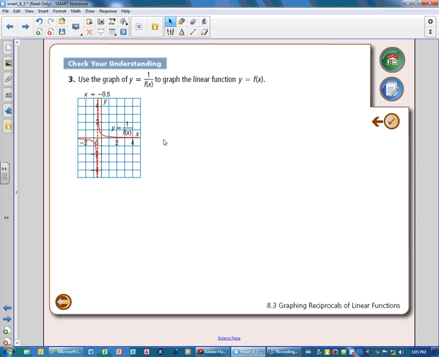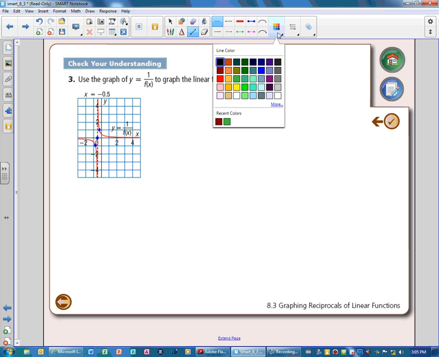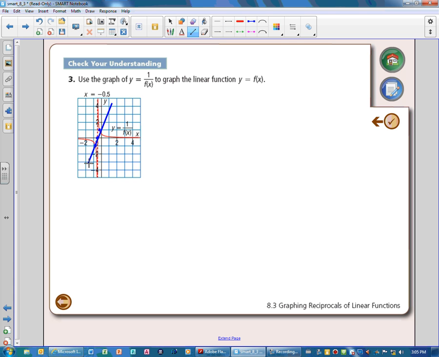So remember what my original and my reciprocal share. They definitely share the points where y is 1 and y is -1. So go up where y is 1, go to your reciprocal and put a dot. Go down where y is -1, go over to your reciprocal and draw a dot. And then where did this vertical asymptote come from, if you remember? It came from where my original crosses the x-axis, or my x-intercept. So that's another point. And then you simply get a ruler and line them up. Let's make it blue. And that is the line of my linear function.